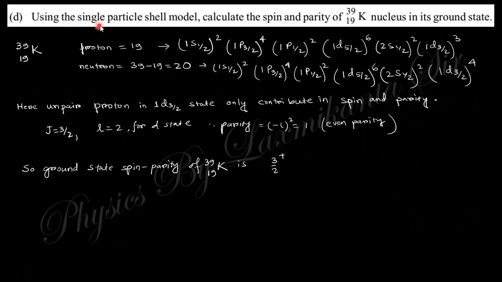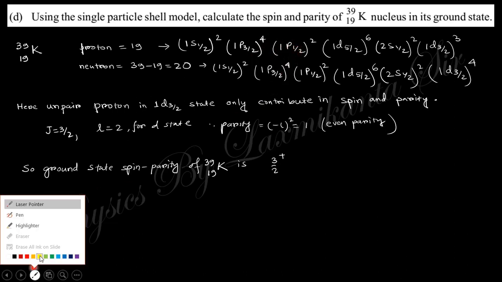Next question says, using the single particle shell model, calculate the spin and parity of K-39. Here the number of protons is 19 and the number of neutrons is 20. So the number of protons in the shell model can be written as 1s1/2, 1p3/2, 1p1/2. You know the sequence in this manner in the shell model. I think you know that.